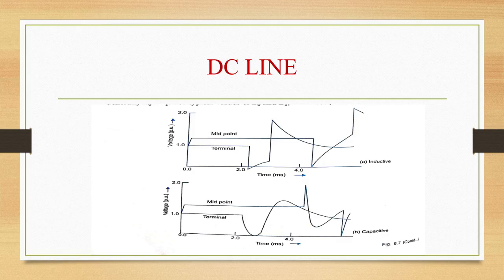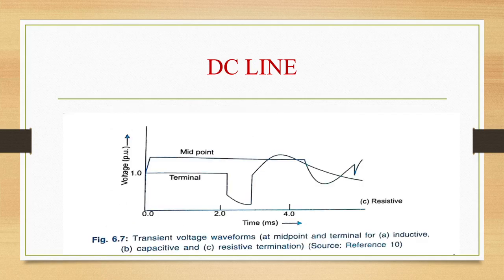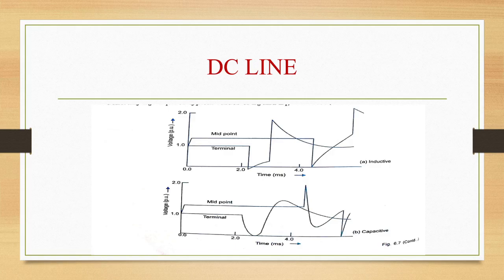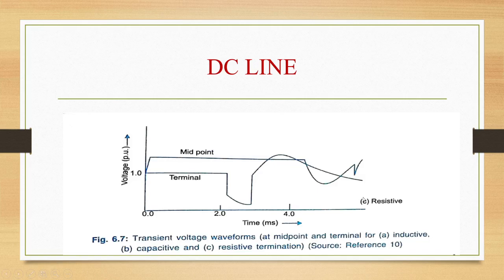So these are the diagrams showing the inductive, capacitive and resistive modes, time versus voltage in per unit. Traveling waves originating at the fault location travel in both directions and they are reflected by the terminals. The kind of termination at the converter station, inductive, capacitive or resistive, has a bearing on the voltage waveform at the converter and in the line. Typical voltage waveforms at the midpoint and the terminal are shown in the figure for inductive, capacitive and resistive termination. So first diagram is showing inductive, second capacitive, third resistive.